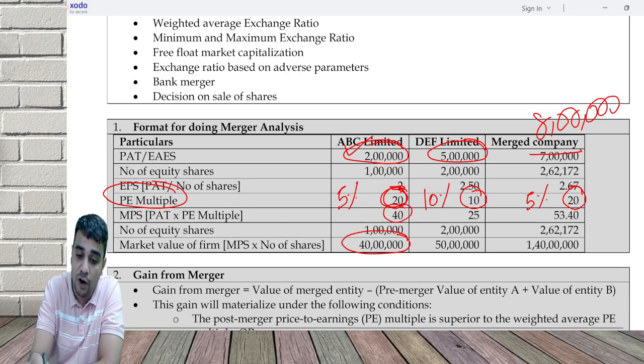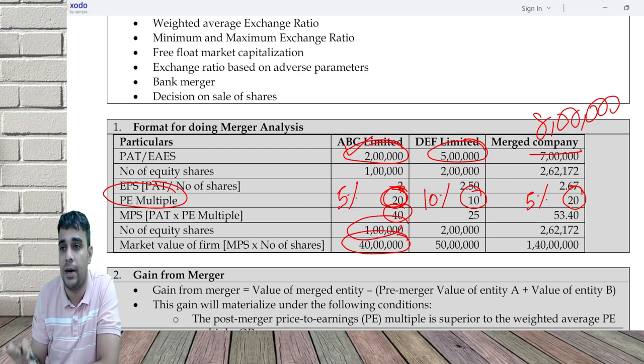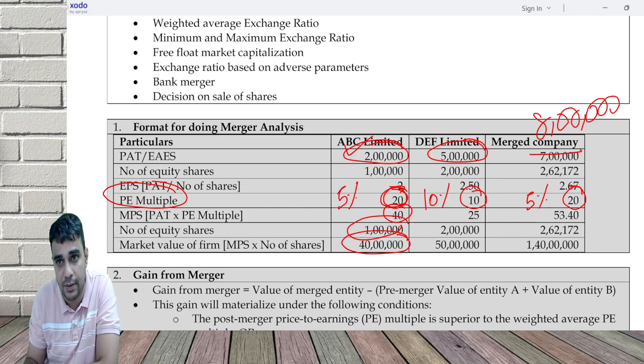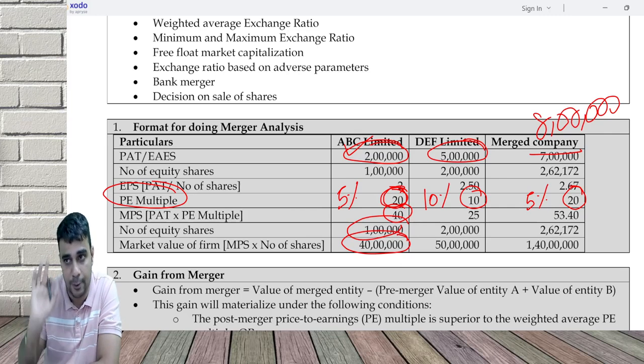This 40 into 1 lakh is not the formula for market value of firm, but that's what you will do. What is the formula? It is PAT into P multiple. That's the real formula. PAT is 2 lakh. P multiple is 20 times. 2 lakh into 20, 40 lakh rupees.